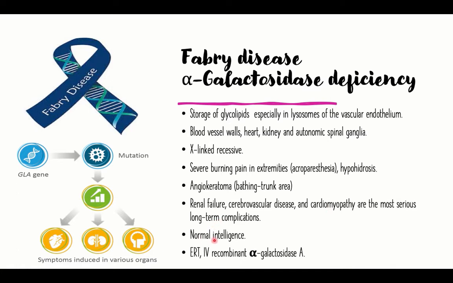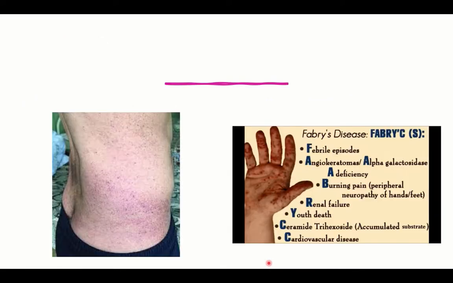Usually they have normal intelligence, and the good news is that we have enzyme replacement therapy using recombinant technology for production of the alpha-galactosidase enzyme. So this is a summary for Fabry.